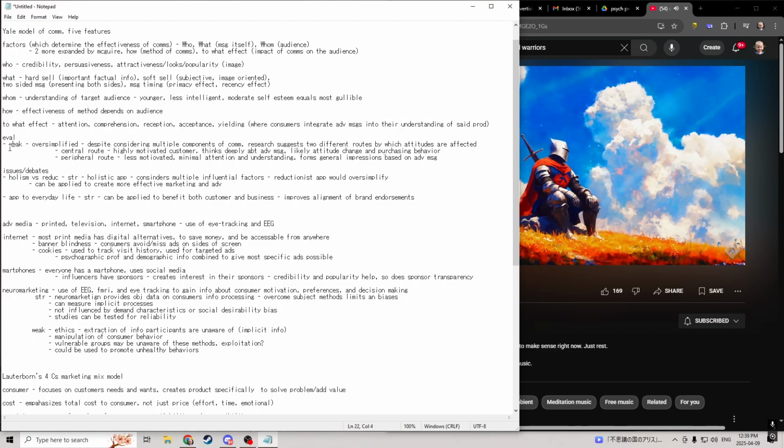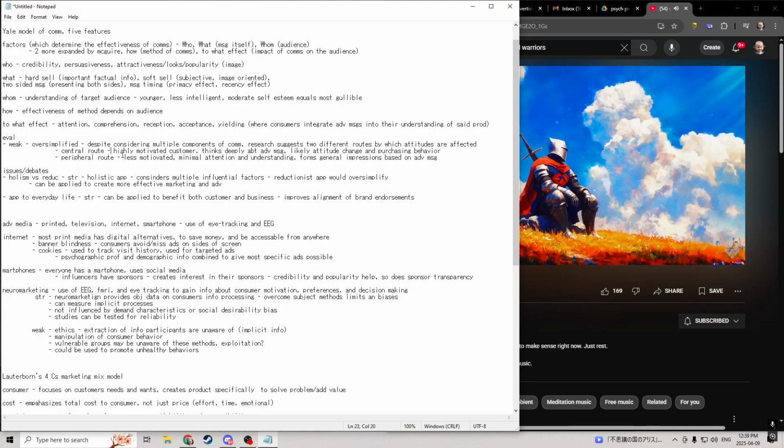Okay, evaluation of the Yale model of communication. So one weakness is that it's oversimplified. Despite the fact that they consider multiple components of communication, research suggests that there are two different routes by which attitudes are affected, two routes that a consumer will take that are not in the control of the communicator. And those are the central and peripheral routes.